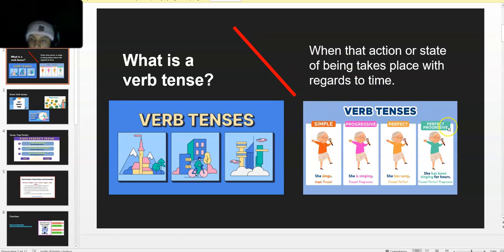For example, this is the verb tense in simple: She sings. This is simple present. Progressive or continuous is: she's singing. Perfect is: she has sung. Perfect progressive is: she has been singing for hours. And this is what you have in your mind.